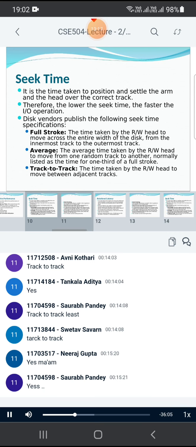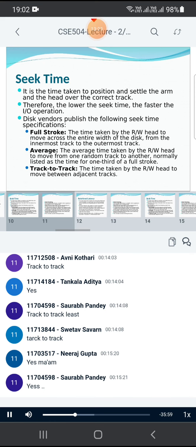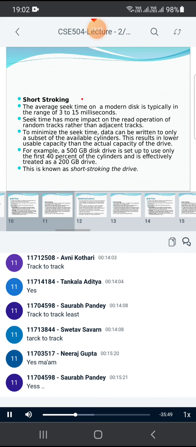Okay, let's go ahead. We have a concept of short stroking over here. Let us discuss what is short stroking. Then after this, we'll discuss the next factor. We have discussed the seek time. Next, we'll be discussing rotational latency. But in context of seek time only, we have a concept of short stroking.